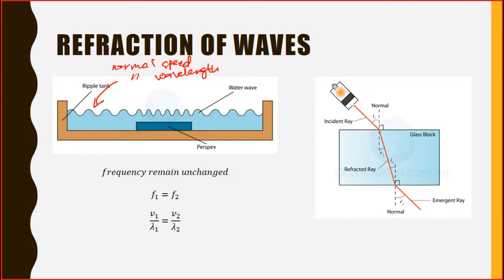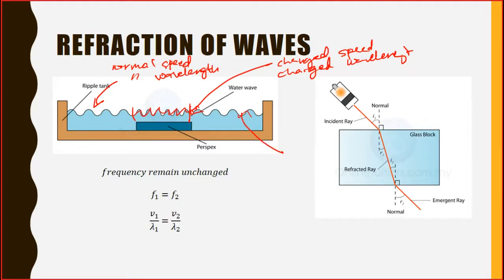Okay, at this particular point, you are going to have a change in speed, a change in wavelength. We are going to have it at this particular part over here, from here to here. And then when it passes through this over here, it's going to be back to normal.